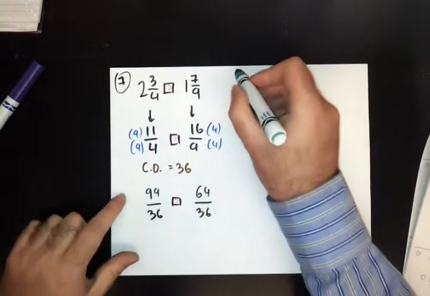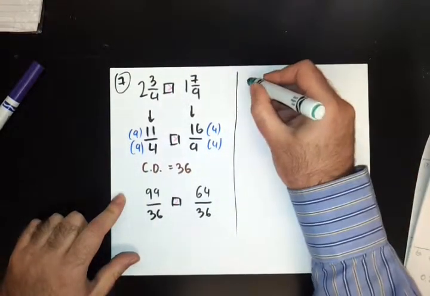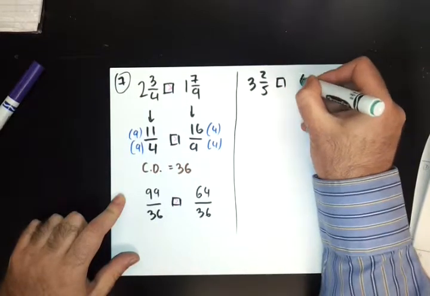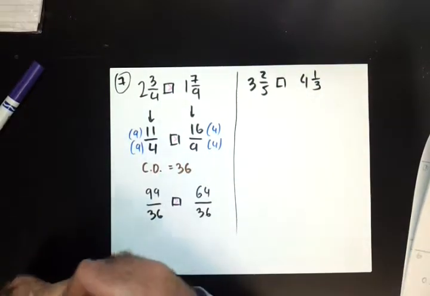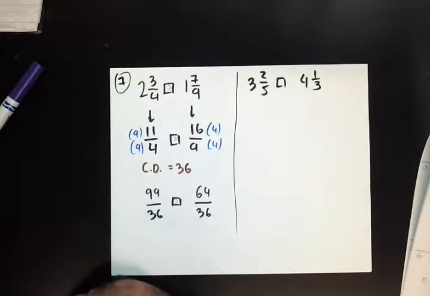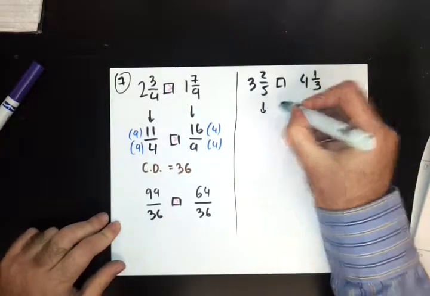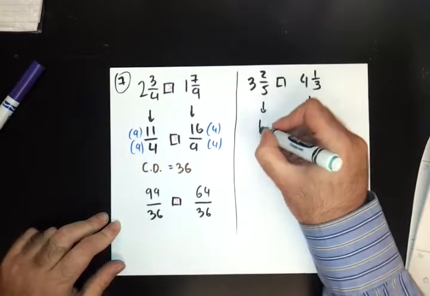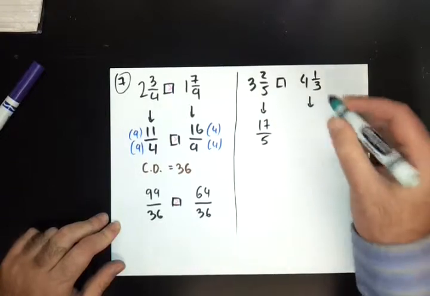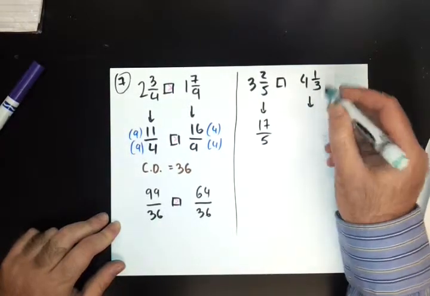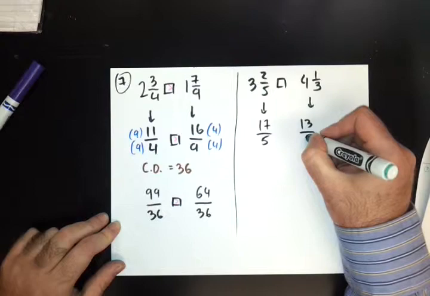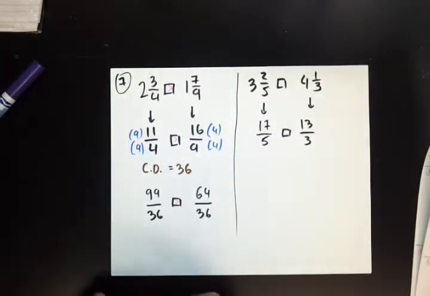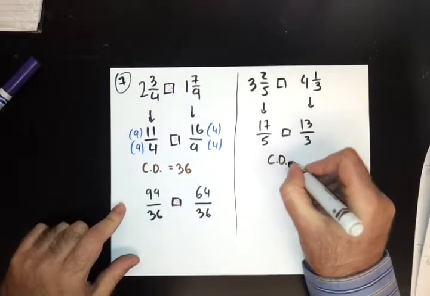Next, I'm going to do 8. Again, a mixed number comparison, which means I'm going to convert them into improper fractions. 3 times 5 is 15. 15 plus 2 is 17 over 5. 4 times 3 is 12. 12 plus 1 is 13 over 3. My common denominator using method 1 here is going to be 15, 5 times 3.